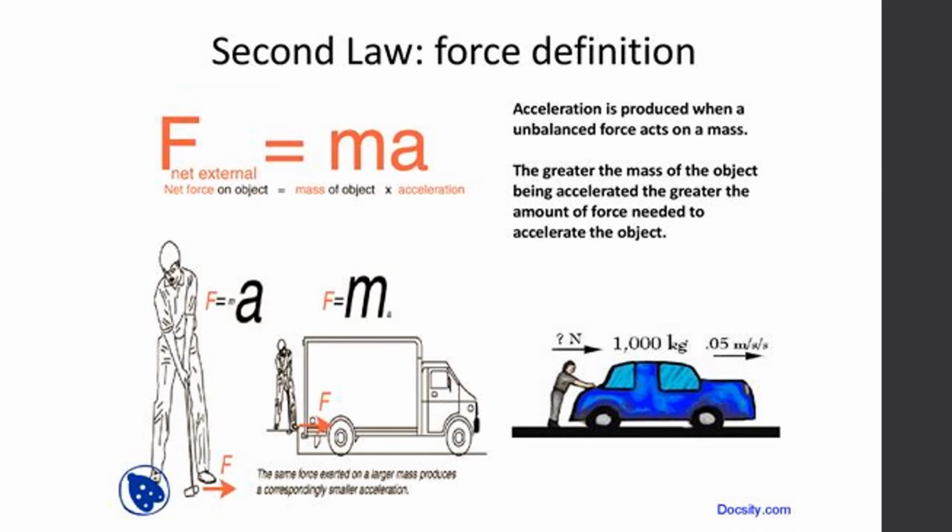For the second law of motion, we have here its definition. Acceleration is produced when an unbalanced force acts on a mass. So you have your force equal to ma, or the net force equal to mass times acceleration. The greater the mass of the object, the greater the amount of force needed to accelerate the object. So, kung gusto mong i-move itong mas malaking bagay na ito, kailangan mo ng great amount of force. Okay? Kasi if you have big mass, you should have also big force.